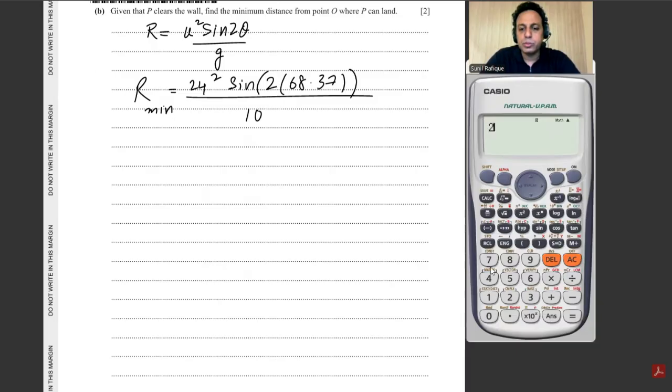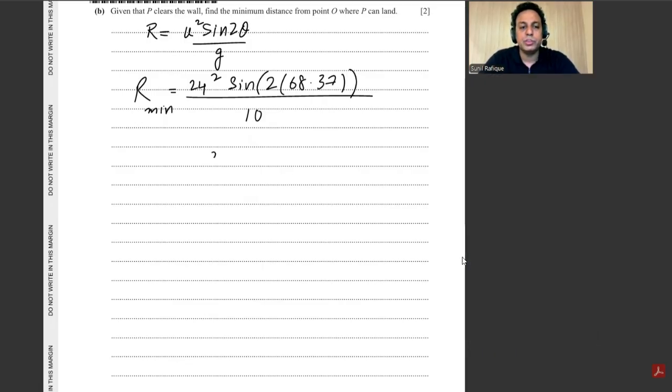So, okay, let's go 24 squared times sine of 2 times 68.371. Let's get this and divide it by 10. And I'm getting 39.472, approximately 39.4 meters, right? And that should be my answer for part B.